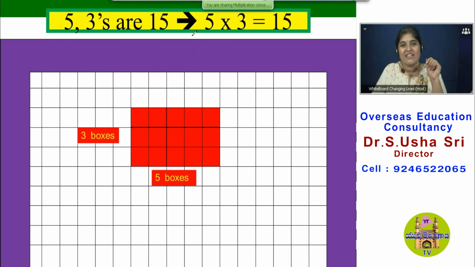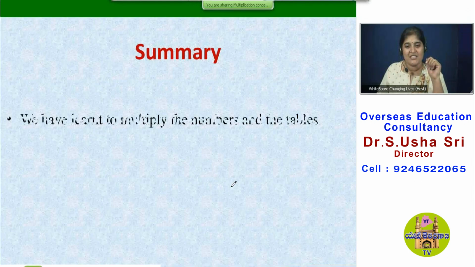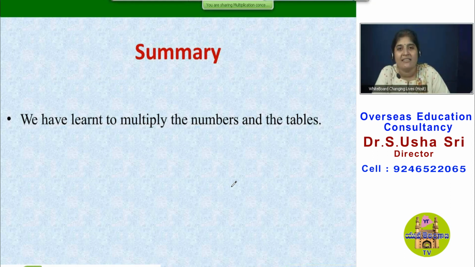Okay. So did you all understand how we form the tables and how we write them? Yes? Good job. So what's the summary? We have learned how to multiply the numbers and the tables also. So enjoy the class and enjoy the tables and keep doing them and keep learning to form the groups. Then you will literally know how to write the multiplication.